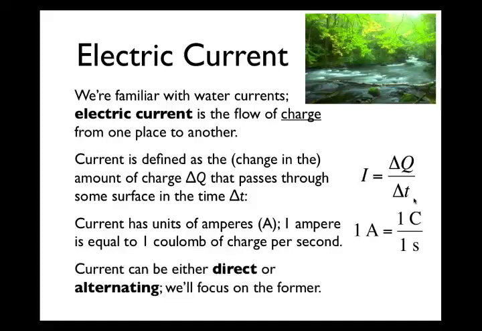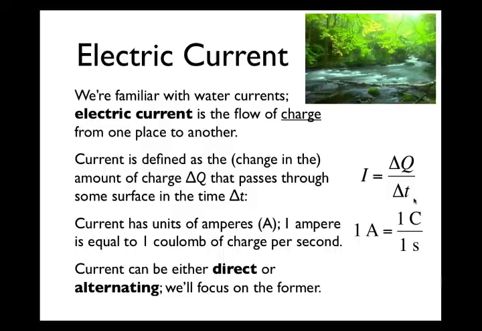Current can be either direct or alternating. Direct just means the current keeps flowing in one direction in the circuit, and alternating current means that it flows first one direction, then the other direction, then back to the first at some regular frequency of switching direction. So we focus in this particular unit on direct current. It's a little bit easier to understand. It's probably less common in your everyday life, though in our battery-powered age, I'm not exactly sure about that statement.